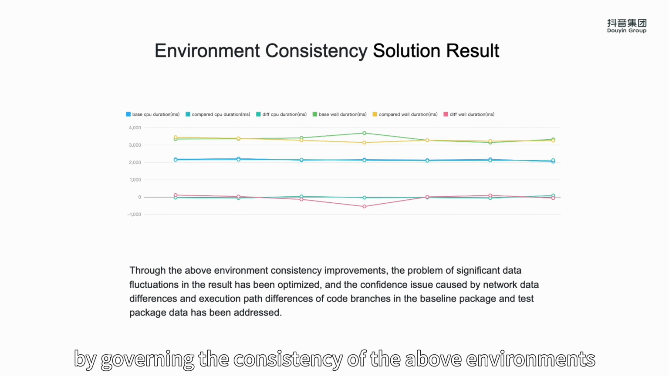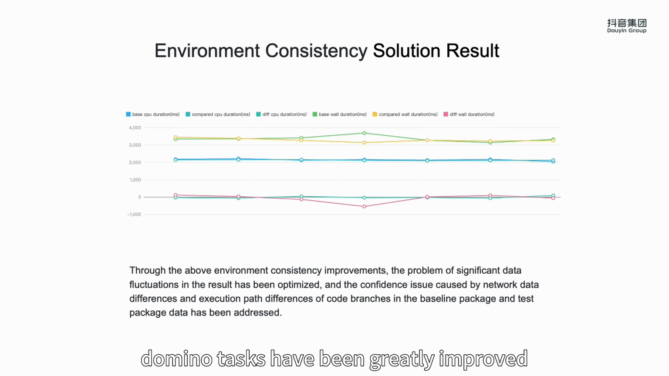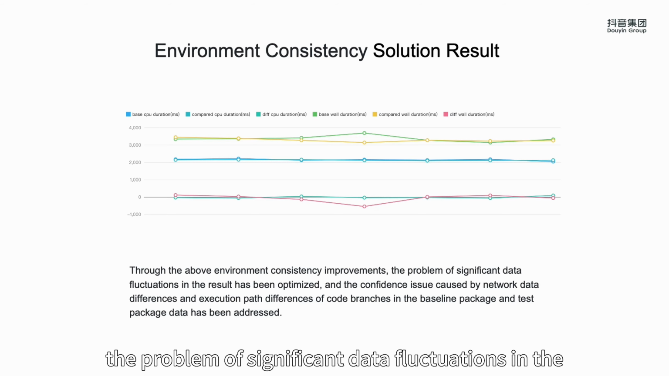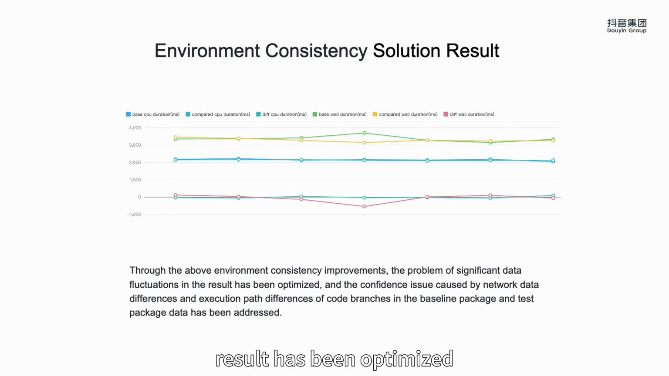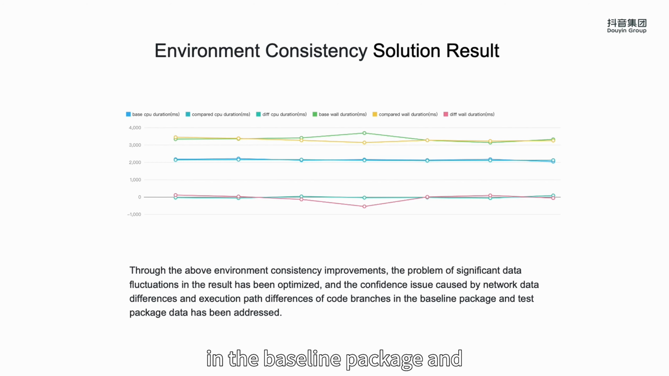By governing the consistency of the above environments, the stability and accuracy of Domino tasks have been greatly improved. Through the above environmental consistency improvements, the problem of significant data fluctuations in the result has been optimized. And the confidence issue caused by network data differences and execution path differences of code branches in the baseline package and test package data has been addressed.